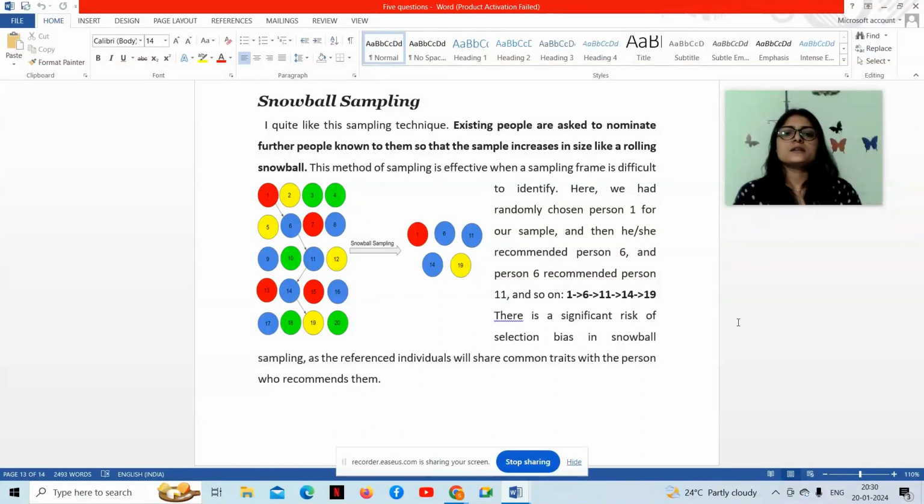What we have to do here is randomly choose person one for our sample. Suppose it's me, chosen for the sample, and then I'll recommend person 6, and then person 6 recommends person 11, and so on. There is a significant risk of selection bias in snowball sampling, as the referred individuals will share common traits with the person who recommends them.